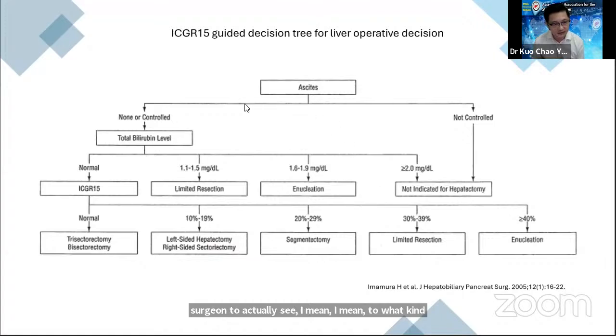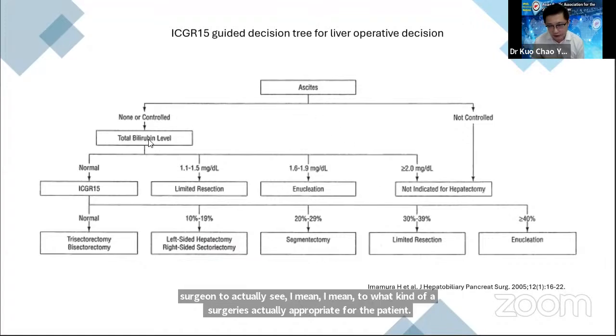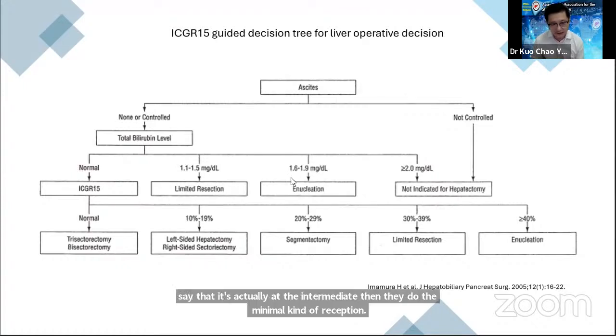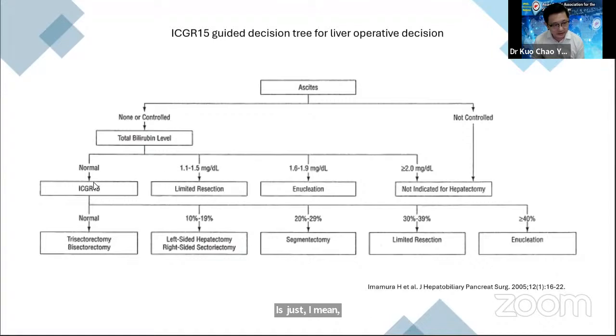For example, if ascites is under control, the second question is how high the bilirubin is. If the bilirubin is extremely high, you cannot do a surgery. If it is at the intermediate level, then they do a minimal resection, just enough to remove the tumor. If it is normal, then you can consider other surgeries based on the ICGR-15.